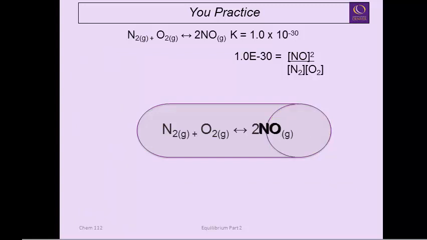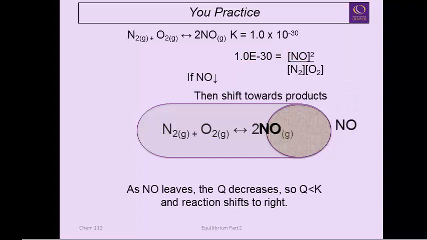Alright, let's see how we did. NO is going away. So let's once again look at what Le Chatelier would say. He'd say, NO is going away, that's one of the products, so it's going to start shifting to the right to make up for the NO that's going away. Or if you look at it from the Q viewpoint, if this is getting smaller, Q is going to be less than K, so once again it shifts to the right. Very good.